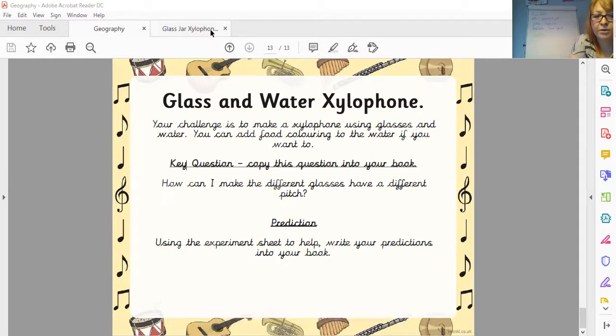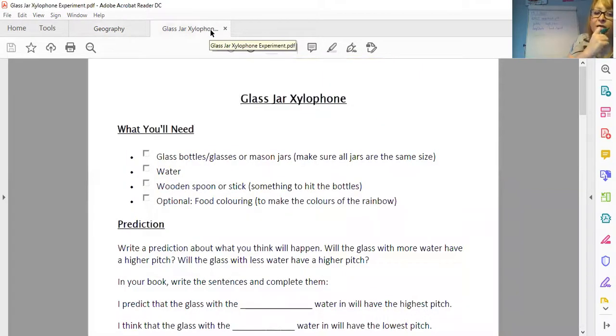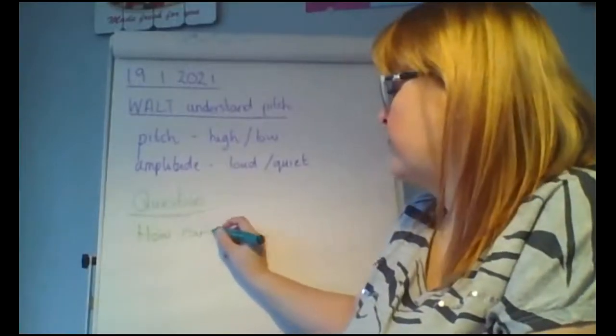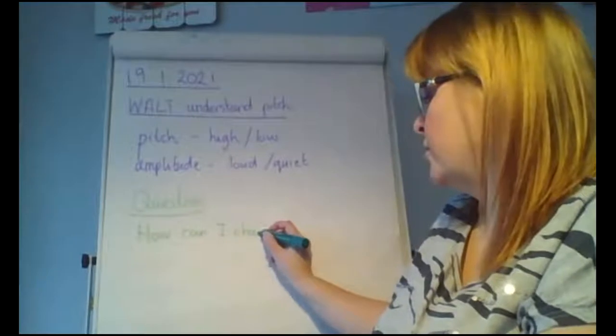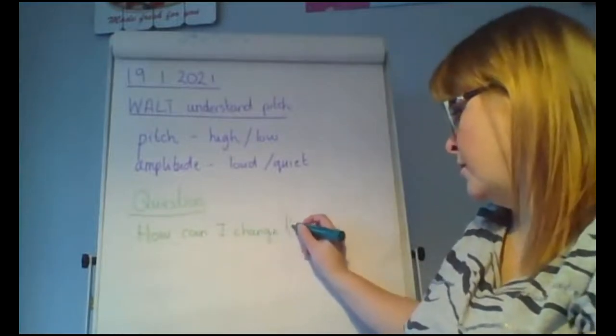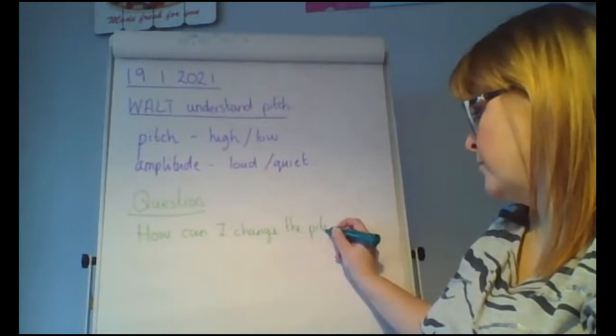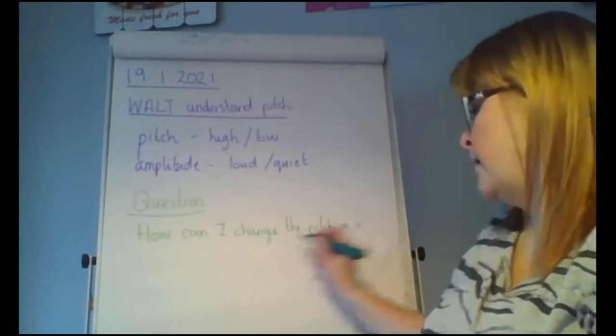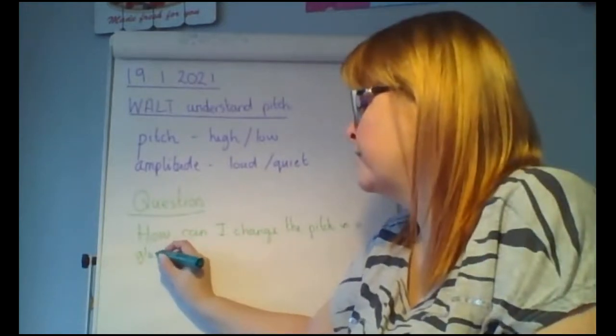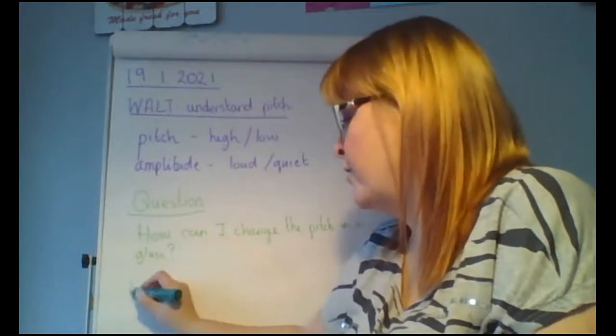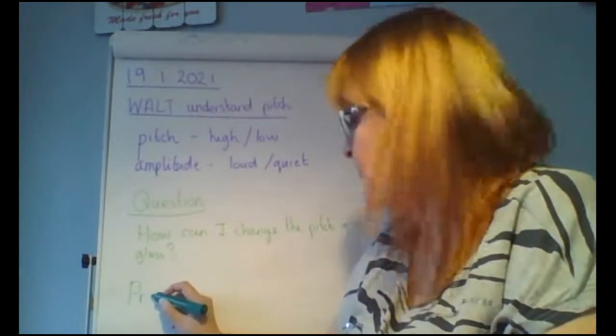Okay, so what you're going to do, you should have this sheet and it tells you what you need. And then I want you, once you've written the question under the subheading, so how can I change the pitch in a glass, I want you to do this subheading prediction.